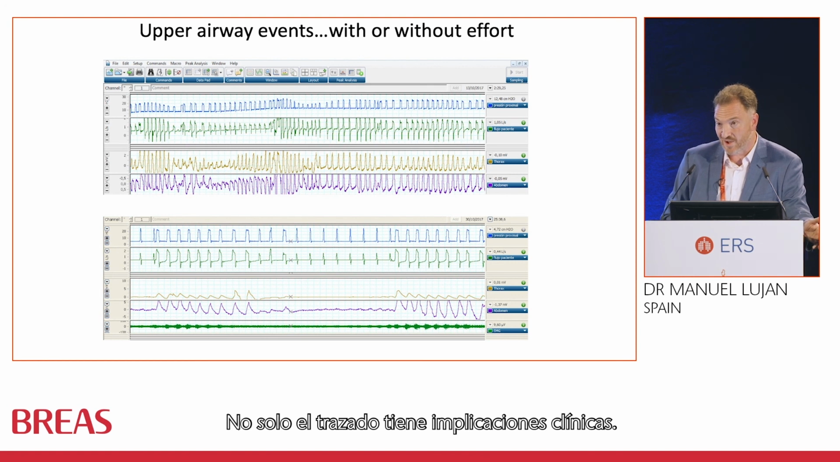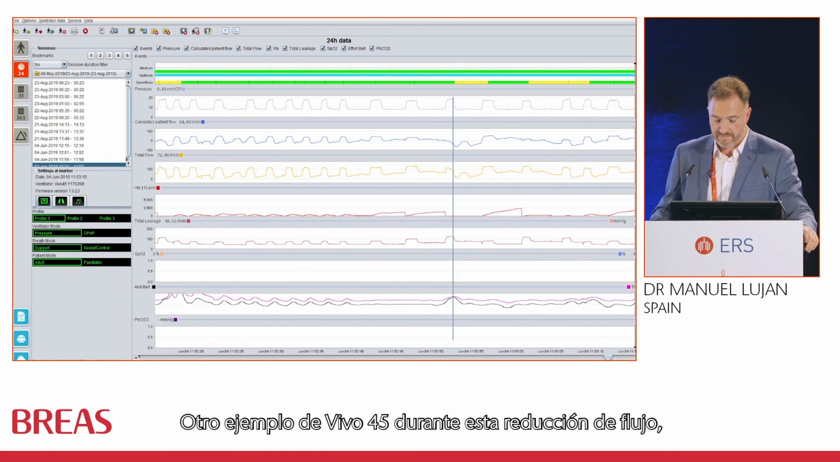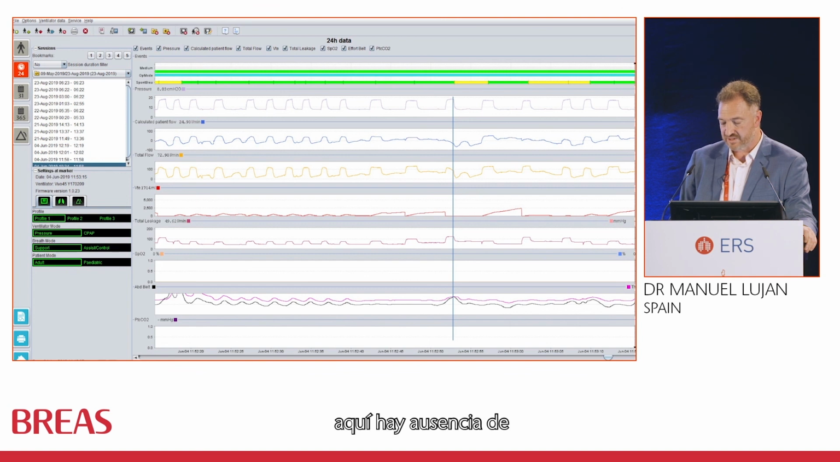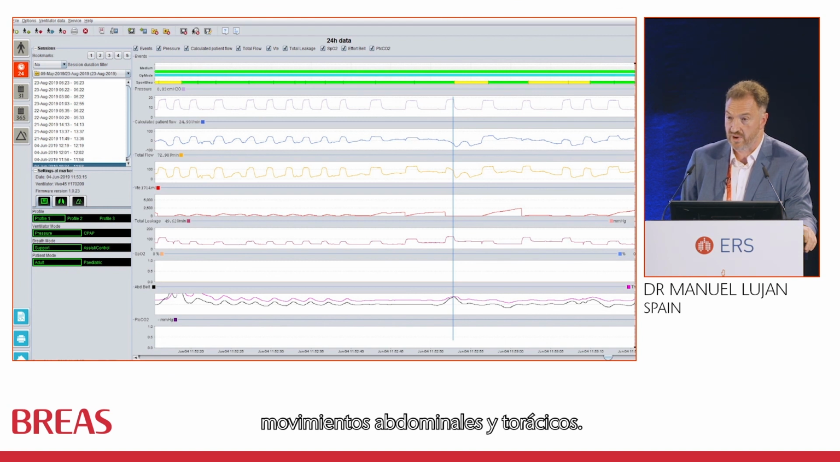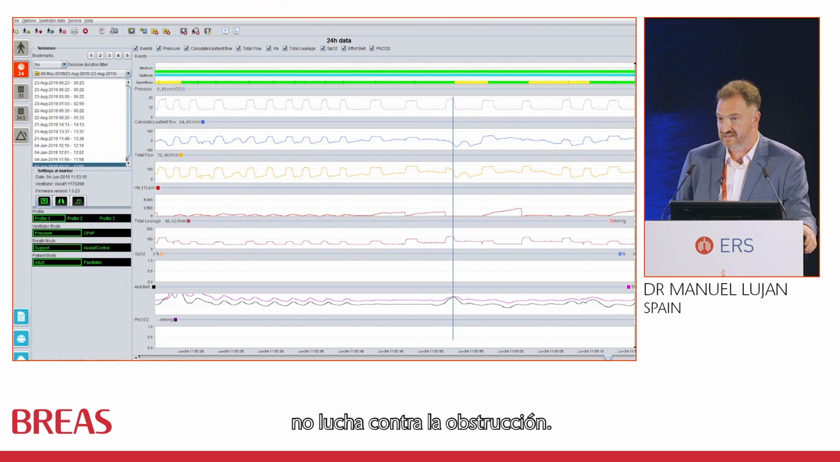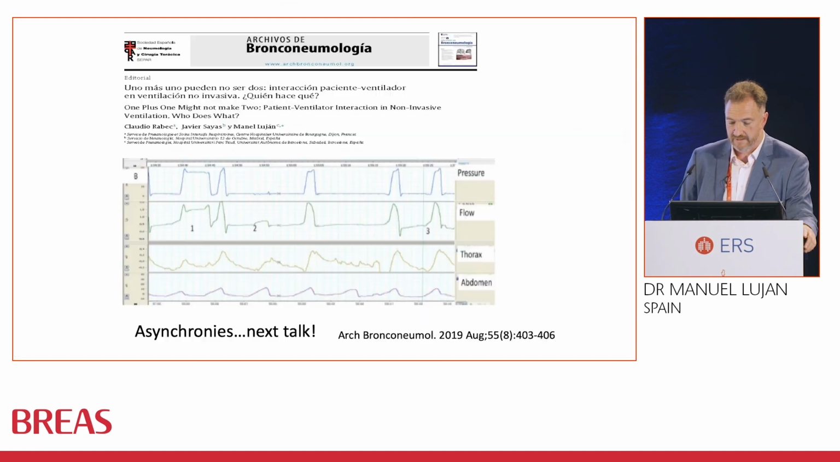It's not only the tracing; it has clinical implication. Another example from the Vivo 45: during this flow reduction here, there is an absence of abdominal and thoracic movements. In other words, the patient is not fighting against the obstruction.